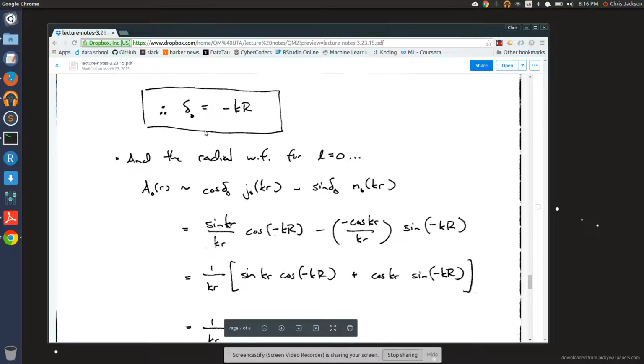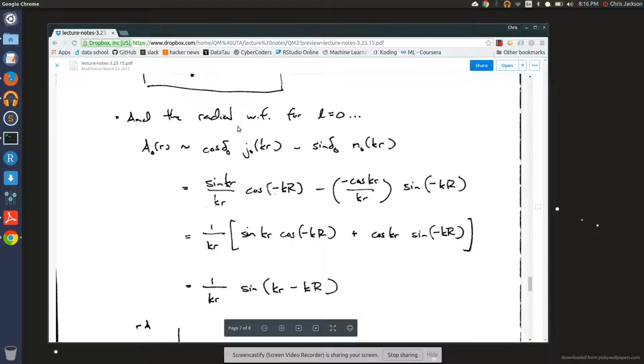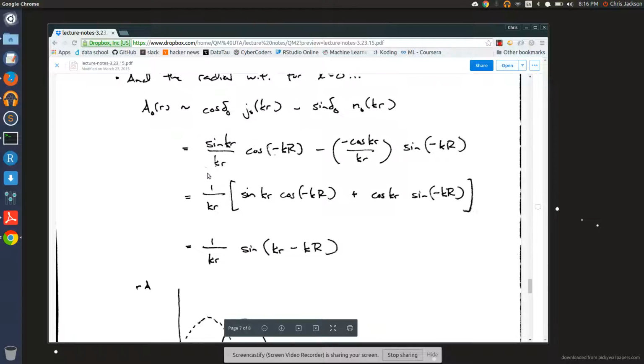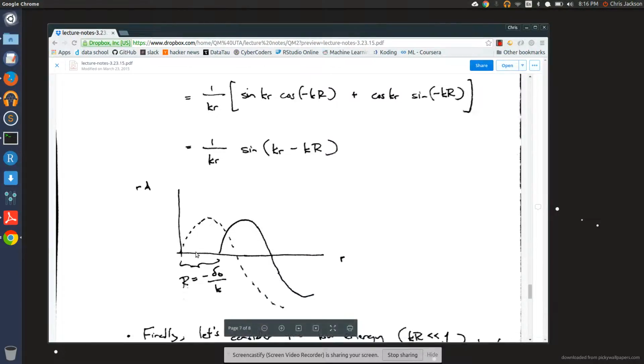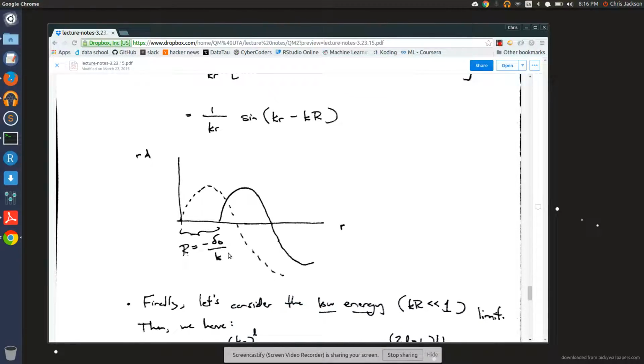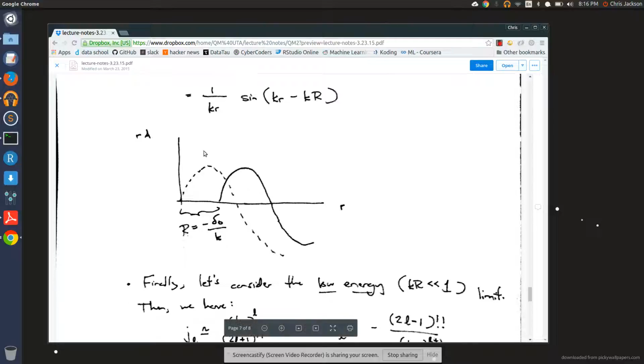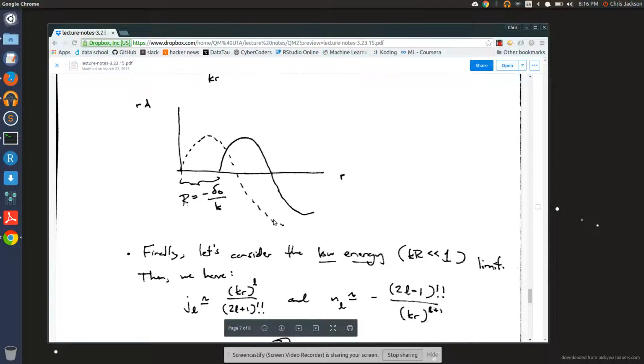And so you can go back now and plug in for delta 0, what you found, into your wave function, right? And you massage it a little bit, and you can get it down to this form where it's just a sine function. And so basically what the phase shift is doing is it's pushing the wave function out away from the origin, right? Which is what we would expect for an impenetrable sphere. We wouldn't expect the wave function to be able to go all the way to the origin.